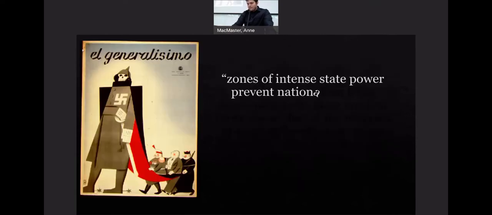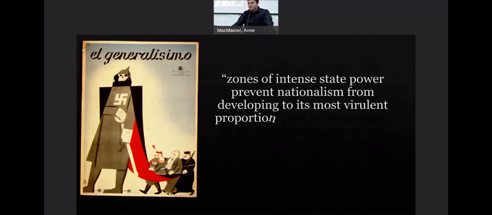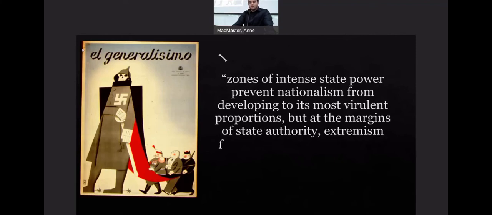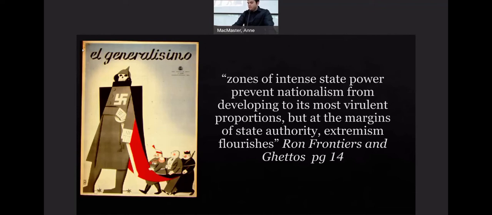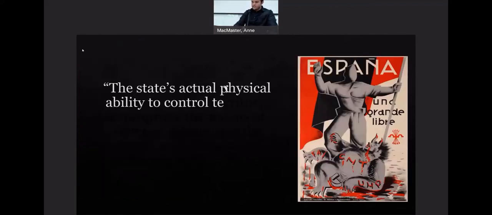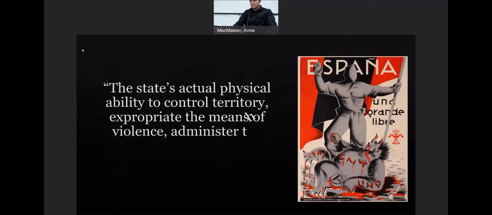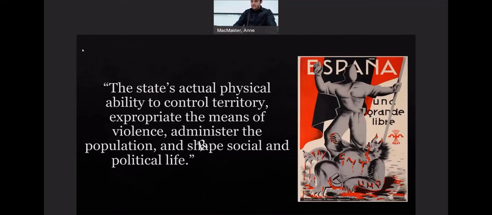Zones of intense power prevent nationalism from developing to its most virulent proportions, but at the margins of state authority, extremism flourishes. The basis of Ron's argument is that when a state controls the monopoly of violence, little conflict is seen, even in oppressive regimes. And in the areas that are on the periphery of state control is where extremism and violence emerge. Ron writes that the way to achieve this institutional setting is through empirical sovereignty, which is the state's actual physical ability to control territory, expropriate the means of violence, administer the population, and shape social and political life.